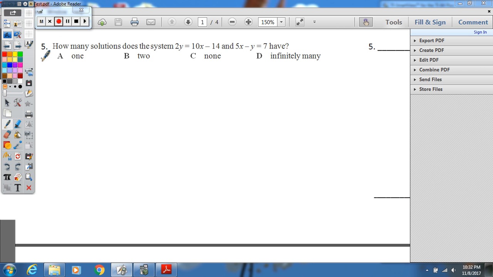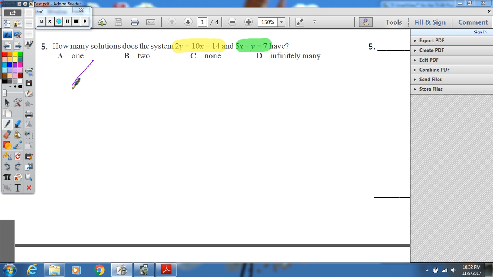Number 5 says, how many solutions does this system have? Guys, let's look at our two different equations in there. We've got 2y equals 10x minus 14, and we've got 5x minus y equals 7. Now, they do not want to know the answer to this system. They just want to know how many answers does it have.